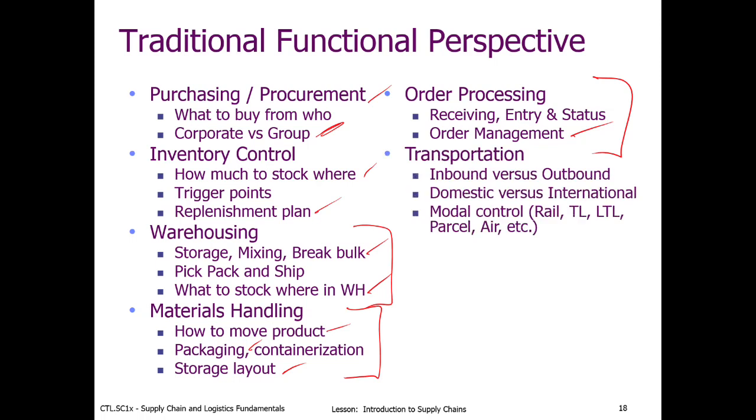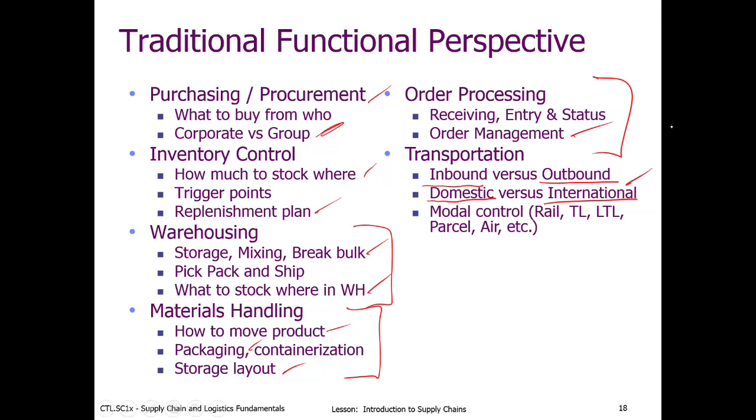Then there's a transportation group, and you can think of it in many different ways. One classic way is to think inbound versus outbound. Inbound means any product that's coming to me. Outbound means anything that's leaving me. So you can think of inbound things coming from your upstream supply chain partners. Outbound are the things going to your downstream supply chain partners. You can also think of it, and many companies break it up into domestic versus international. Things within my country and things that cross borders.